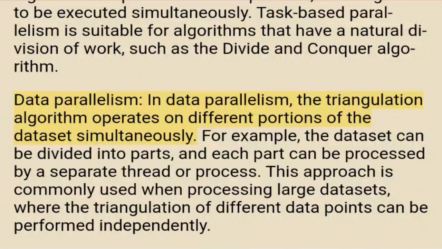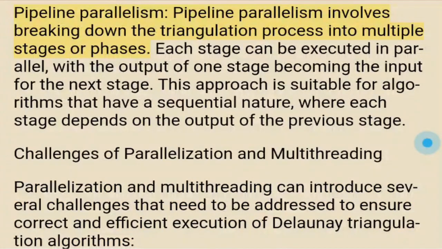Data parallelism. In data parallelism, the triangulation algorithm operates on different portions of the dataset simultaneously. For example, the dataset can be divided into parts, and each part can be processed by a separate thread or process. This approach is commonly used when processing large datasets, where the triangulation of different data points can be performed independently. Pipeline parallelism. Pipeline parallelism involves breaking down the triangulation process into multiple stages or phases. Each stage can be executed in parallel, with the output of one stage becoming the input for the next stage. This approach is suitable for algorithms that have a sequential nature, where each stage depends on the output of the previous stage.